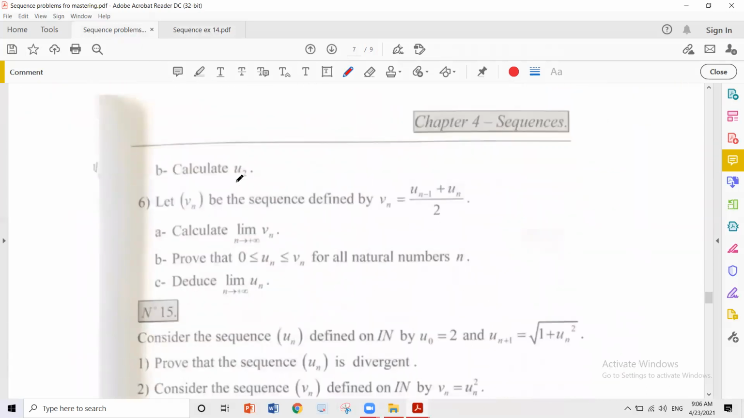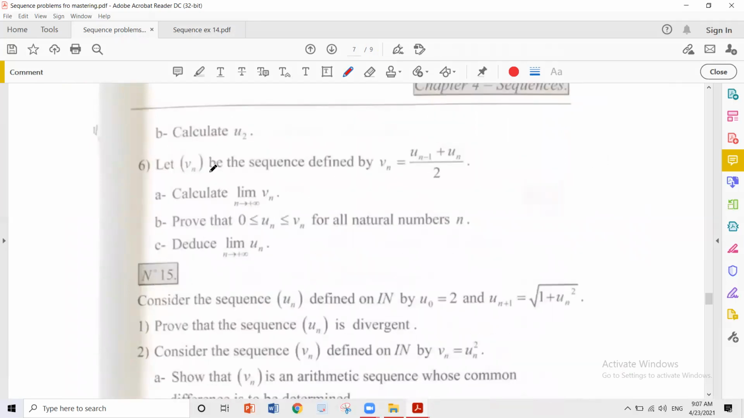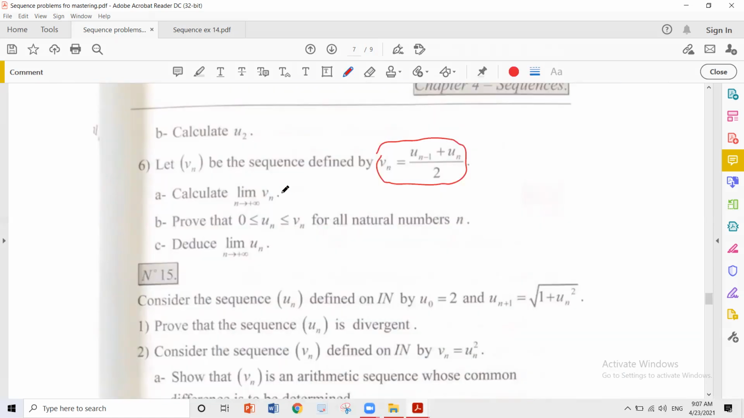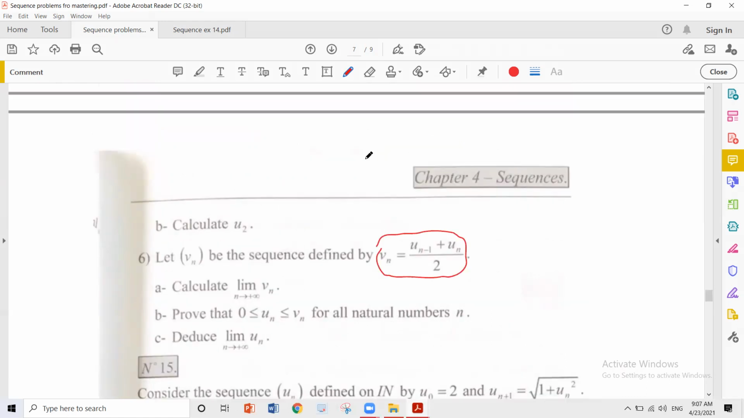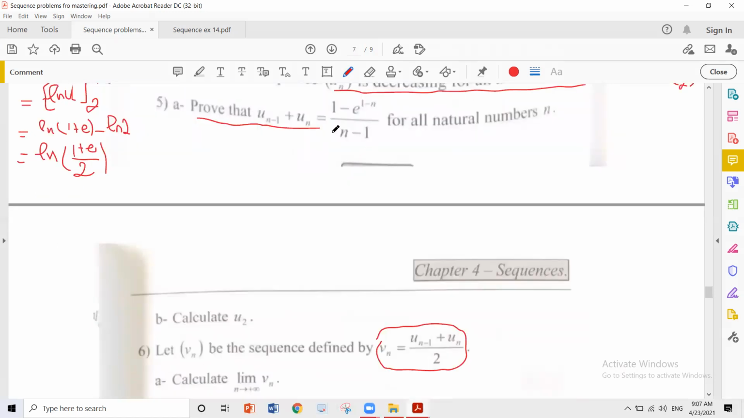Part 6. Let Vn be the sequence defined by Vn equals un minus 1 plus un over 2. Calculate the limit of Vn as n tends to plus infinity. We replace un minus 1 plus un by their values, this value divided by 2.